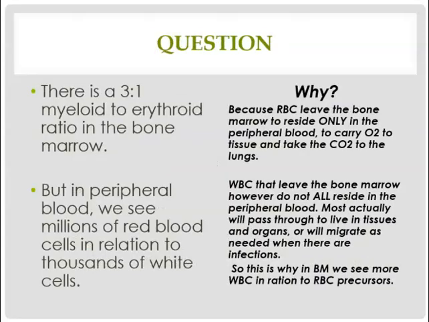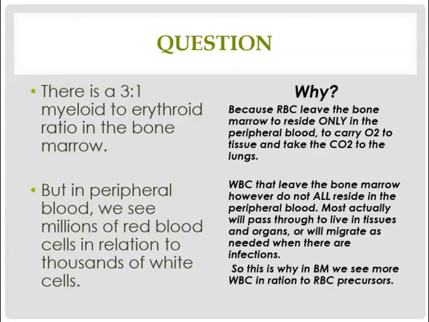So here's a question. There's a 3-to-1 myeloid to erythroid ratio in bone marrow. So we have more white blood cells than erythroid cells in bone marrow. But in peripheral blood, we see millions of red blood cells in relation to just thousands of white blood cells. So why is this the case? This is because we need lots of red blood cells in the peripheral blood, because the red blood cells leave the bone marrow and reside only in the peripheral blood. And this is to help carry oxygen to tissues and to take CO2 to the lungs.